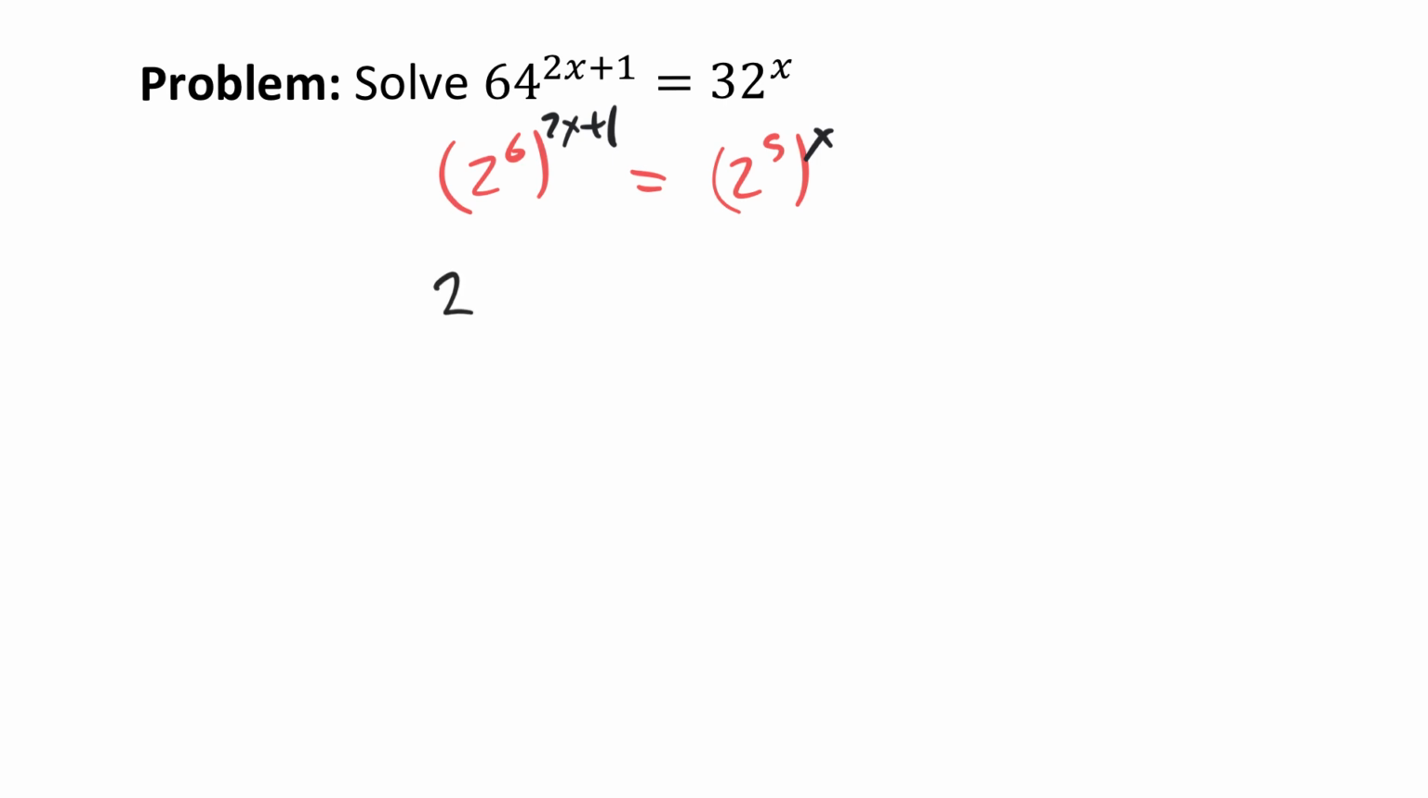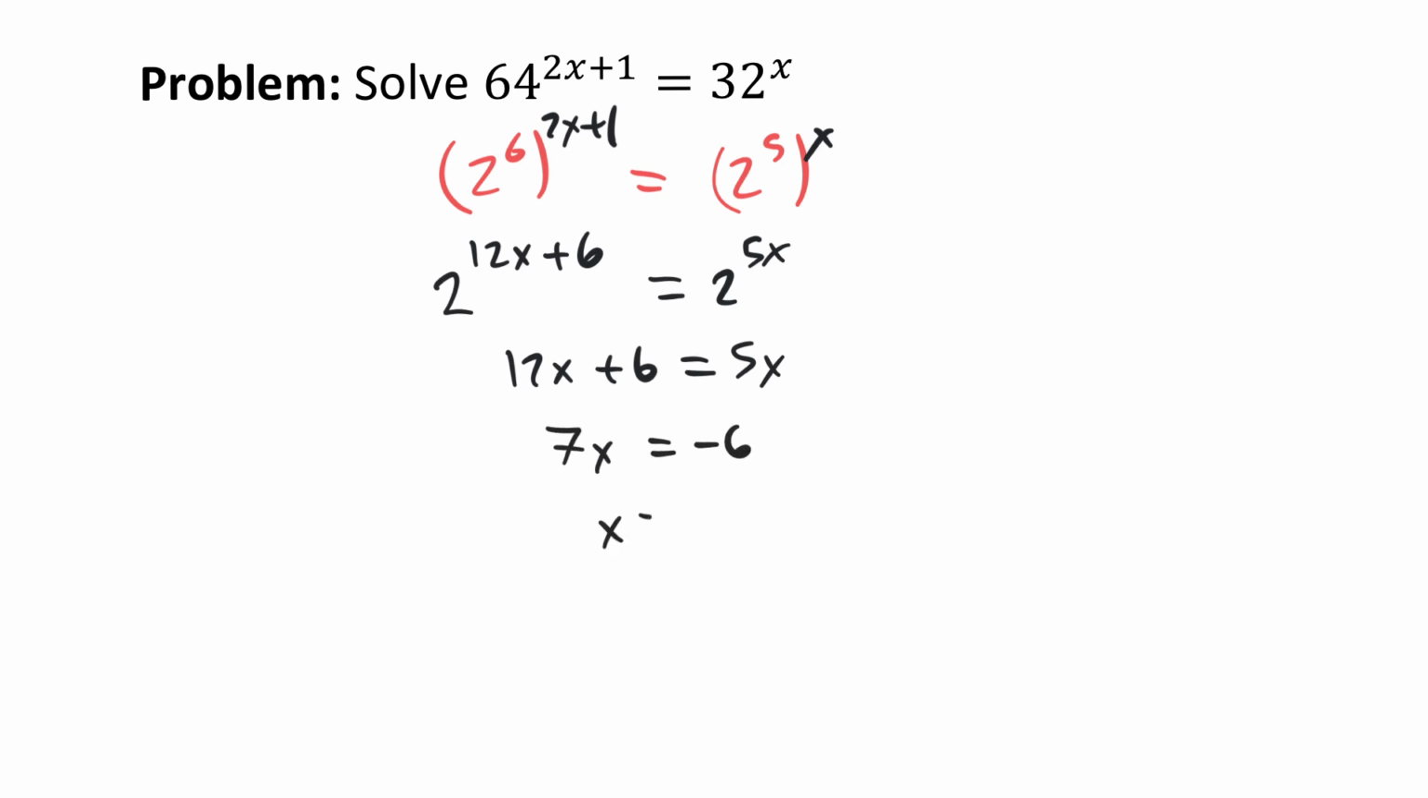Now we do exponent rules. This will be 6 times 2x, so 12x plus 6. 5 times x is 5x. Then we drop the base and we get 12x plus 6 equals 5x. Move the 5x over, move the 6 over, and x equals negative 6 over 7. You can definitely have a negative as your solution, and there we go.